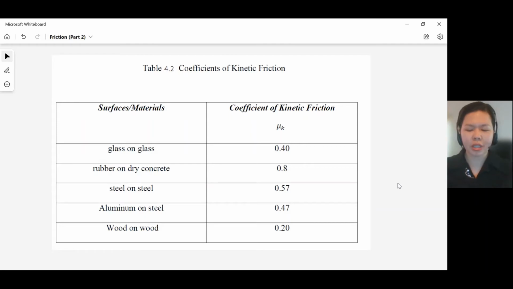Comparing the coefficients of static friction and kinetic friction in Tables 4.1, the previous table, and 4.2, it can be deduced that between two materials in contact, the coefficient of kinetic friction is less than the coefficient of static friction. This is because the interlocking of molecules between the surface and object has already been broken loose the moment the object moves.